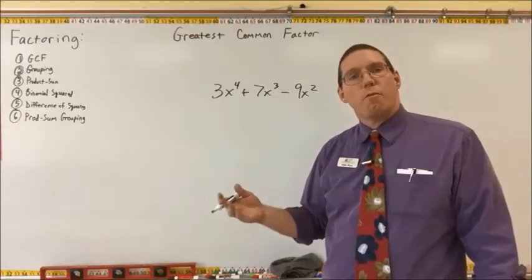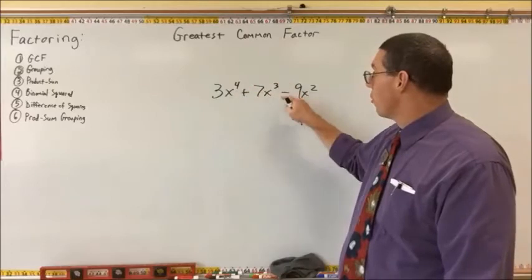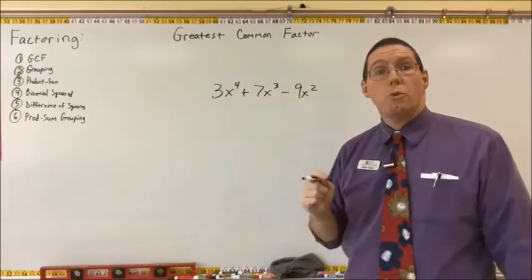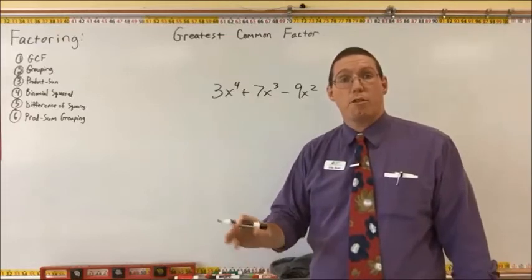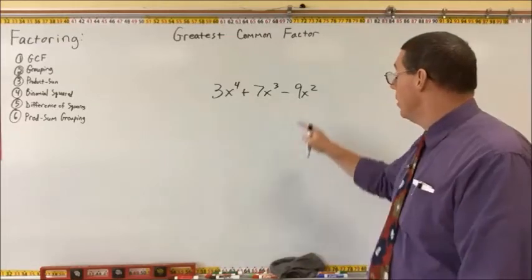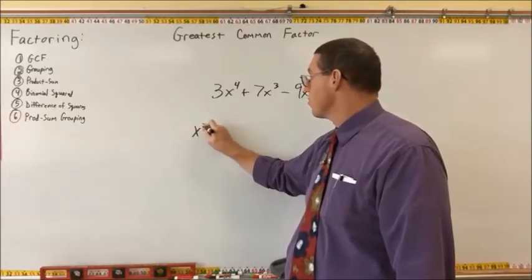Now, you have to ask yourself, well, what am I going to factor out? Am I going to factor out x to the fourth, x to the third, or x to the second? You always factor out the smallest power of the variable. In that case, it's x squared. So we are going to factor out an x squared.